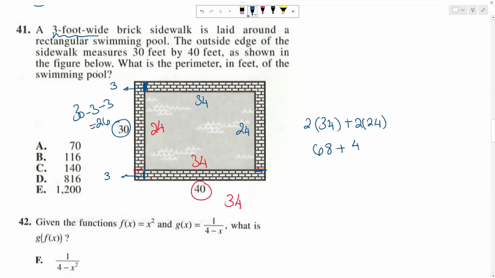$68 plus 48. This is 116. B is supposed to be the correct answer. Again, this is an easy one. You just have to notice from the very beginning that he said right away that the break sidewalk is 3 feet.